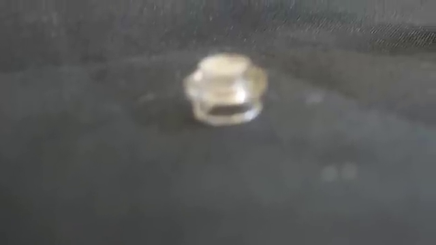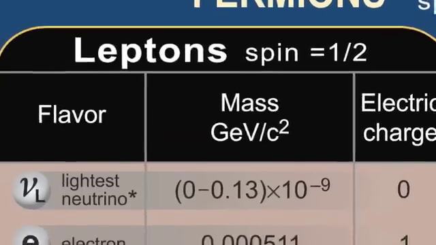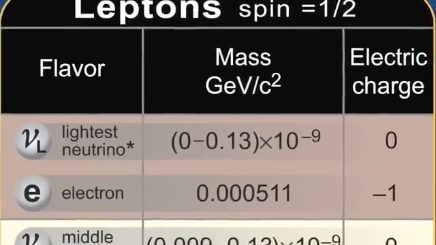The electron is a small elementary particle that orbits around the nucleus. It has a negative charge and is part of the group of leptons. The electron can spin in a clockwise manner or a counterclockwise manner.